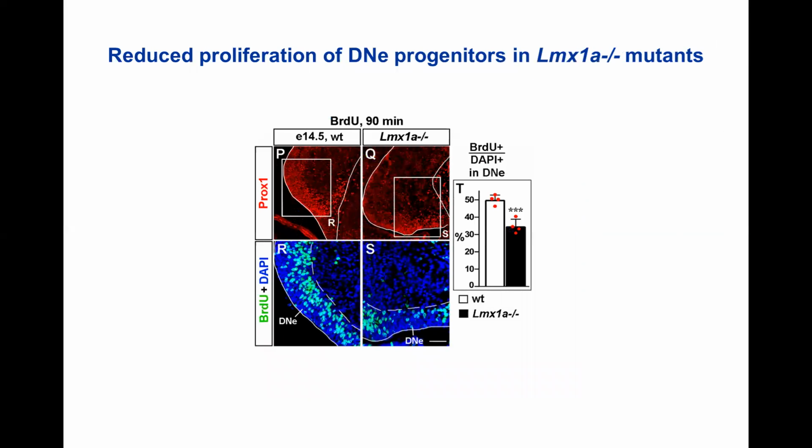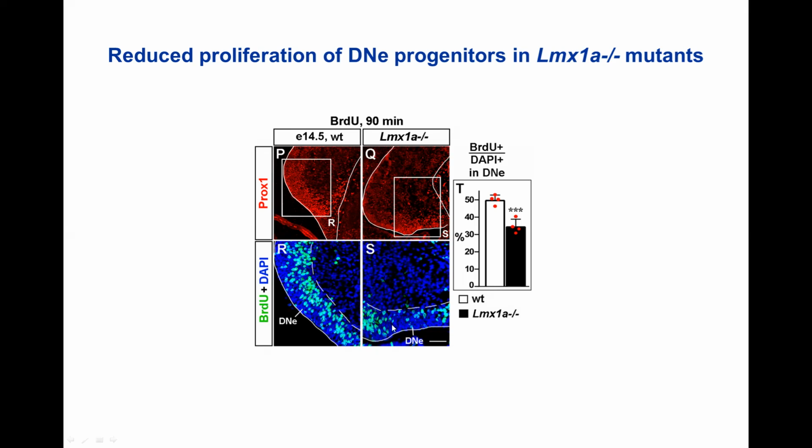So when we studied proliferation of dentate progenitors in the ventricular zone, the dentate neuroepithelium was identified using PROX1 immunohistochemistry, and regions boxed in the upper panels are shown at high magnification at the bottom. Again, we used BrdU to identify proliferating cells. Dividing cells incorporate BrdU into their DNA and can be identified by immunohistochemistry against BrdU. DAPI stains all nuclei, and BrdU stains nuclei of proliferating cells.